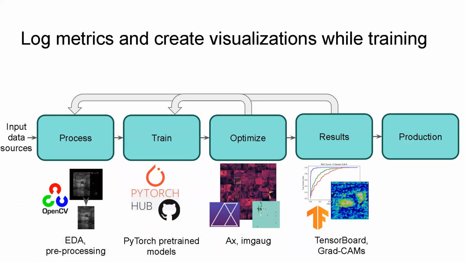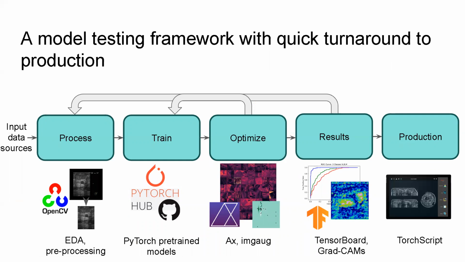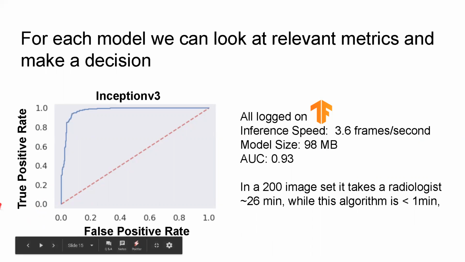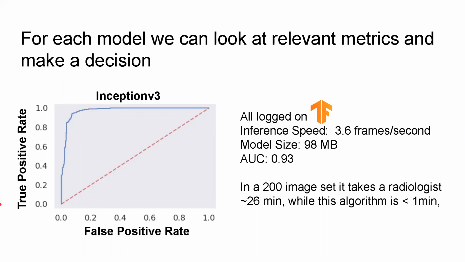And because this is PyTorch, the code can be easily serialized and put into production quite rapidly. So for each model now, iSono can look at the relevant metrics that they care about and make a decision on what they want to use. For one example, this is just the Inception V3 convolutional neural network, AUC of 0.93, and then this will process an image data set in less than a minute. A radiologist, it will take around 20 to 30 minutes.